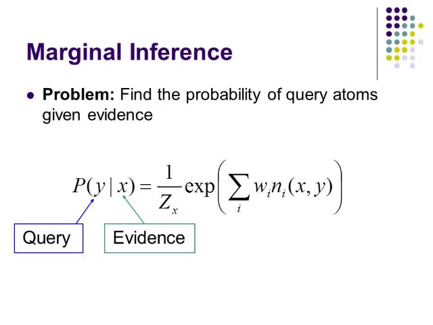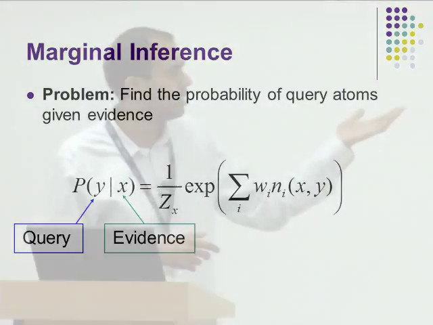Putting it back into the formula, it's very simple. There are query nodes and evidence nodes. Evidence nodes are those whose values are known, and the query is what you want to assign a particular probability to, and you just substitute back into the expression. Note that Z now depends on x because x is fixed now, so your normalization constant will depend on the particular evidence values, and this is the expression that you have.